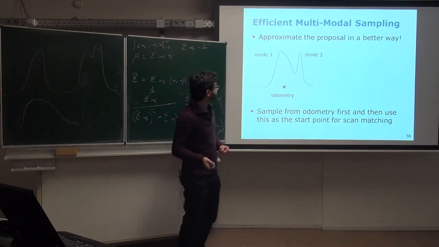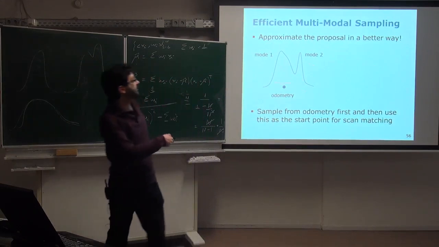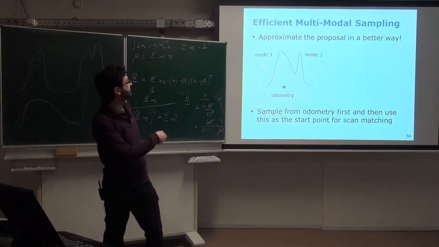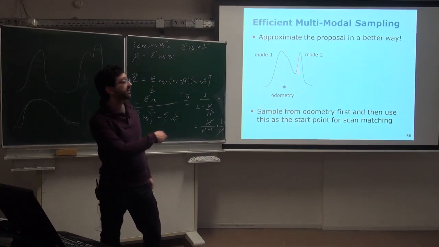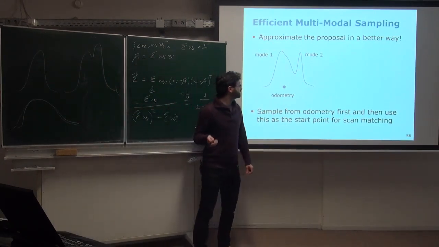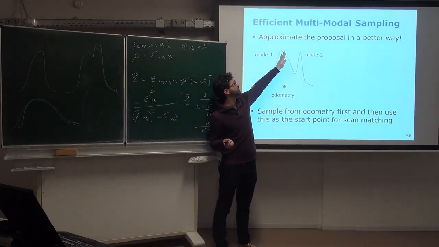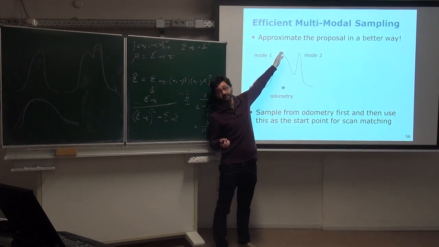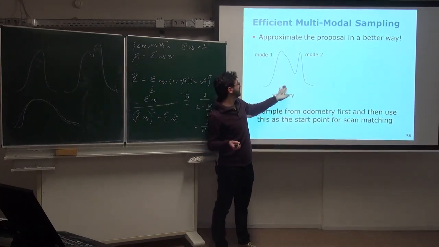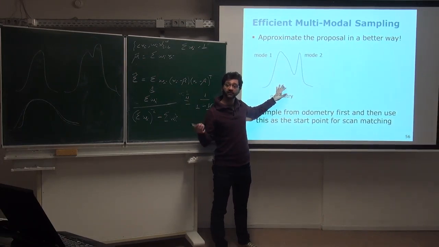But this is the case where these things are actually quite bad, where you have two modes and you have a clear separation between these two modes. So what we did before was we took a Gaussian approximation by saying I take the scan matcher here, I then move it around uniformly, and I compute my mean and covariance.